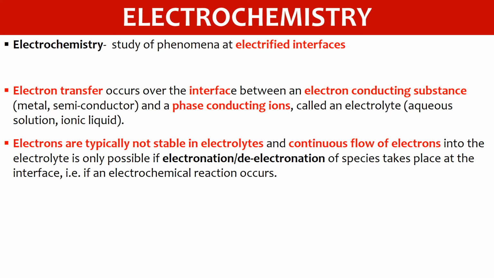Okay, so there is electron transfer, and then there is an electron conducting substance, and the phase conducting ions. So that's basically what happens in electrochemistry. There is electron transfer that occurs over a certain interface between your electron conducting substance and a phase conducting ions. Okay, that's your electrolyte.